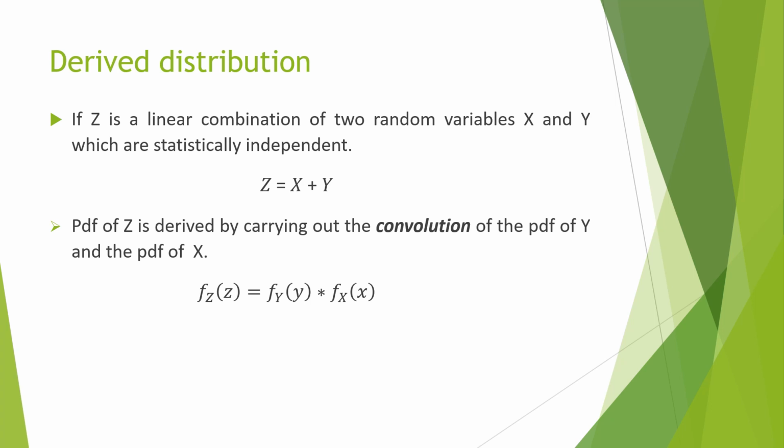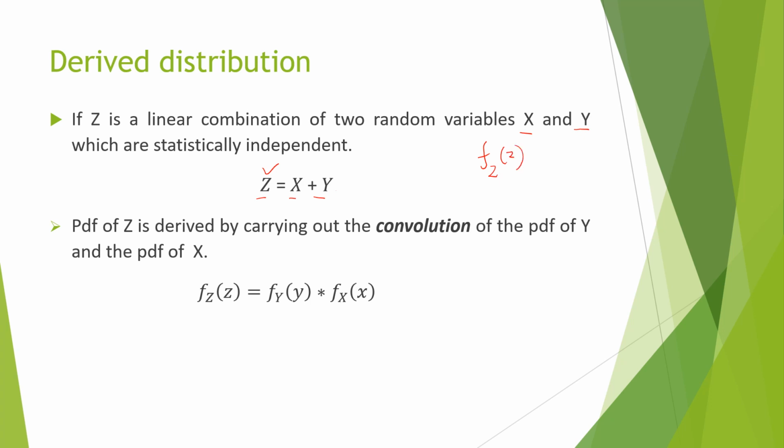Now we consider two random variables. This time we are going for two random variables x and y, and let us take z is equal to x plus y. So we are taking the combination of two random variables. Therefore z is also a random variable. So a linear combination of two random variables is also a random variable. We want to find the probability density function of z, that is f z of z, and how it is calculated.